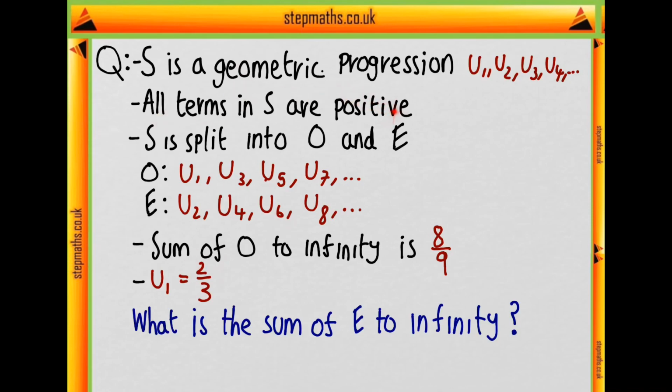All terms in S are positive, and S is split into two other progressions, O and E. O is U1, U3, U5, U7, so the odd numbered terms essentially. And E is the even numbered terms, so U2, U4, U6, U8, etc. We're told that if we sum the terms of O up to infinity, our result is 8 over 9. And we're told our first term of S, U1, is 2/3. And from this, we're asked to deduce what's the sum of E to infinity.